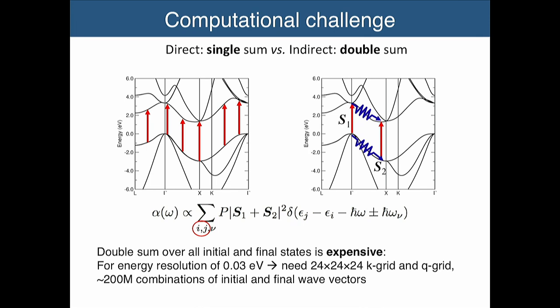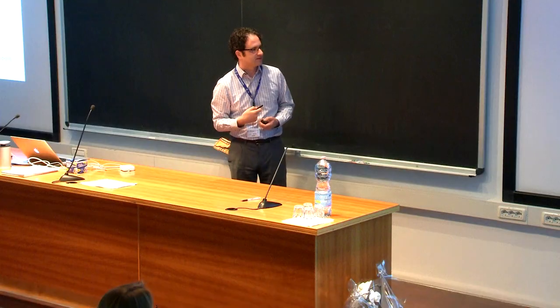Now, to give an idea, for the case of silicon, if you're going to use an energy resolution of 30 meV to get a good spectrum, to converge, you need a grid of 24 by 24 by 24 k points. That is both for the initial and the final k points. And if you account for all possible combinations, that gives you about 200 million combinations. So even though calculating one of these diagrams is relatively easy, it takes less than an hour for silicon, if you multiply by 200 million, that's a lot. Okay, that's why trying to approach it in a brute force way is basically hopeless.